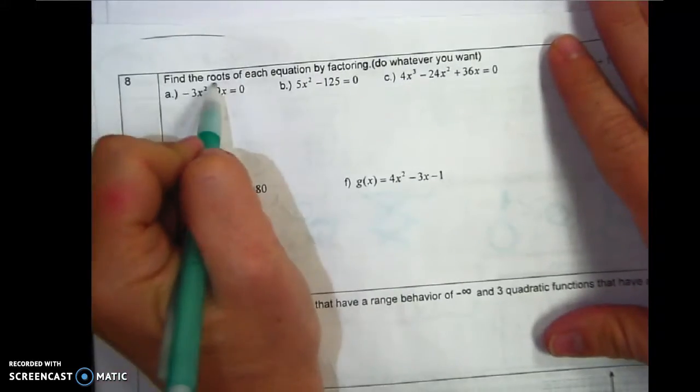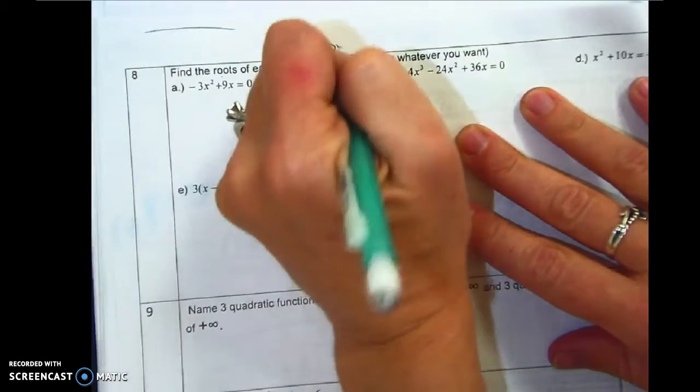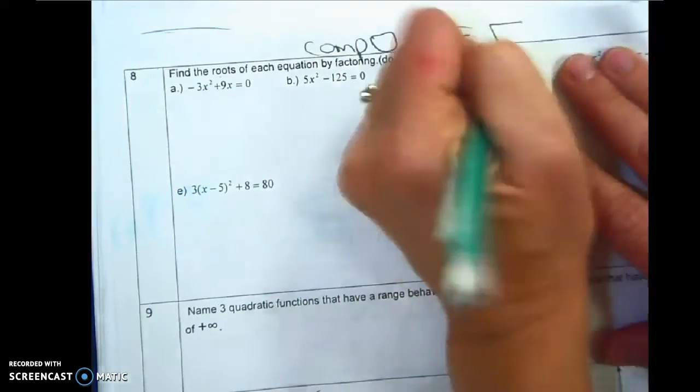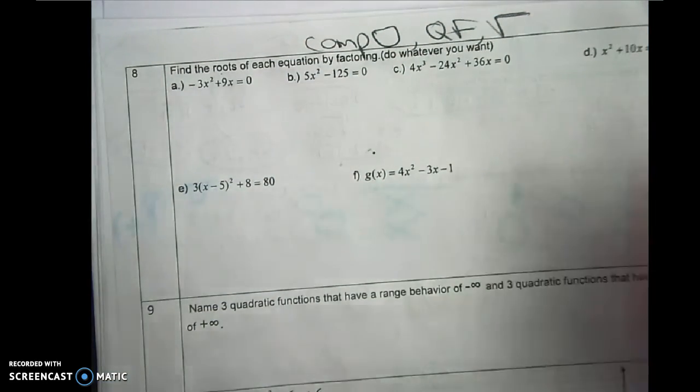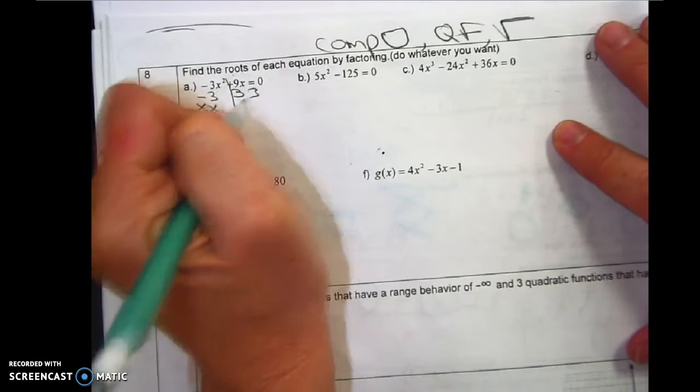So when it says find the roots, you're just going to factor. But remember, if you can't factor, you can solve by completing the square, or you can do the quadratic formula, or you can do the square root. But I'm the type of person where I know how to factor and it goes quicker, so I would rather factor. So negative 3x, x, 3x.